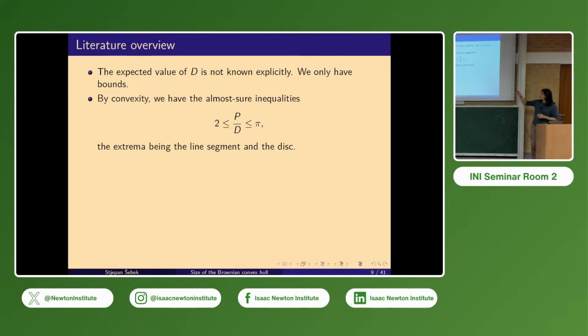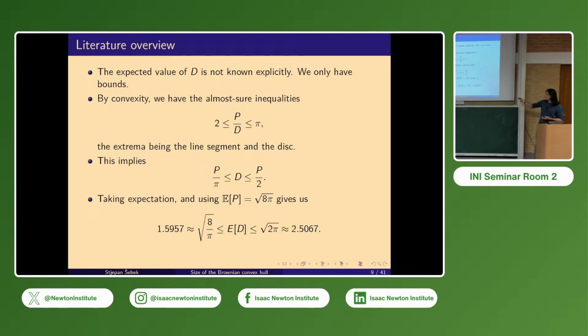Okay, and so from this relation, for free, we get bounds for the expected value of the diameter, because we know the expected value of the perimeter. Okay, and this has been computed. So plugging this square root of 8 pi that we also developed recently into this series of inequalities, we get for free somehow a lower and upper bound for the expected value of the diameter of the Brownian convex hull.